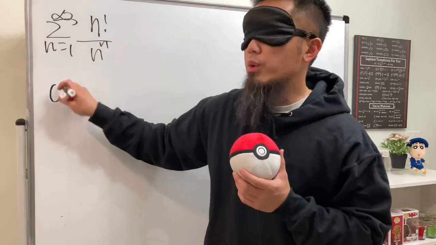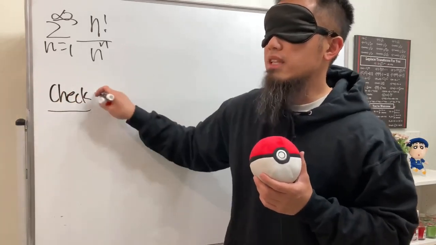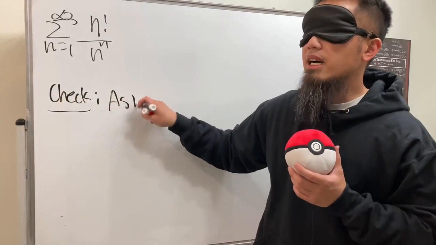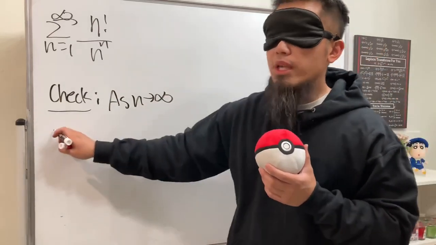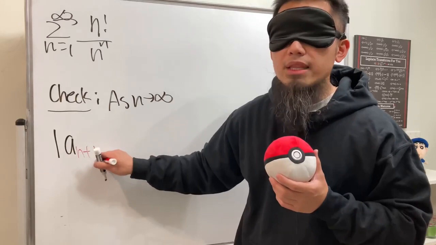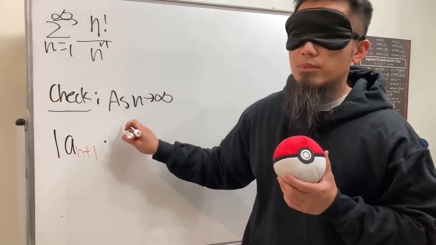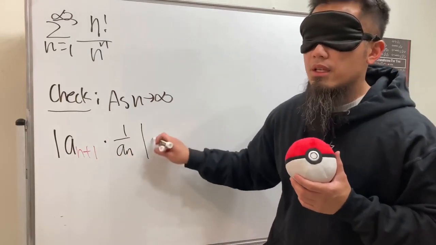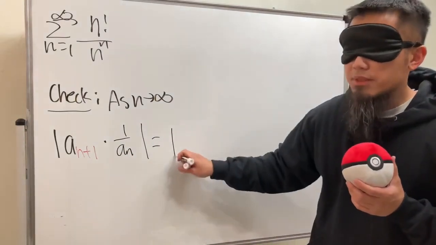Okay, so here we go. What we do is we are going to check. We have to take the limit, so we just say as n goes to infinity, and right here we have to do the absolute value of a_(n+1) over a_n, but it's the same as multiplying by 1 over a_n. Okay, so as you can see, we will have the absolute value.